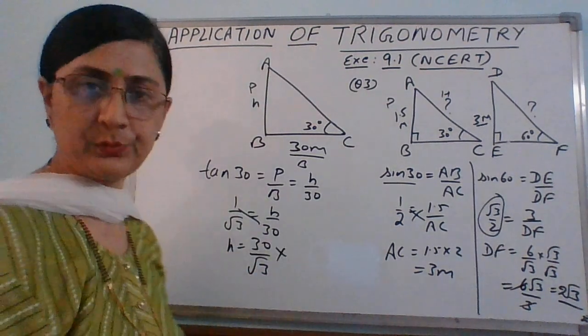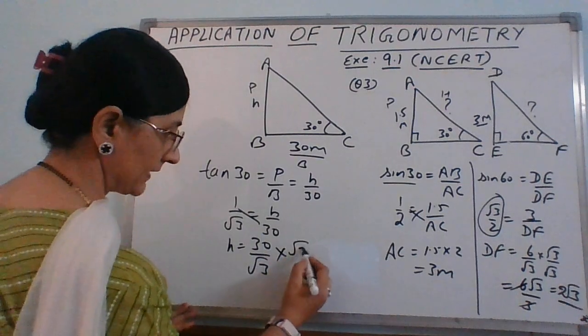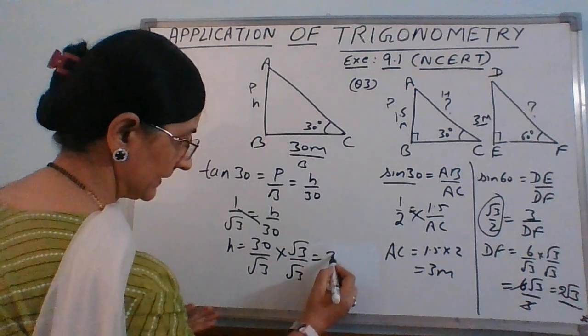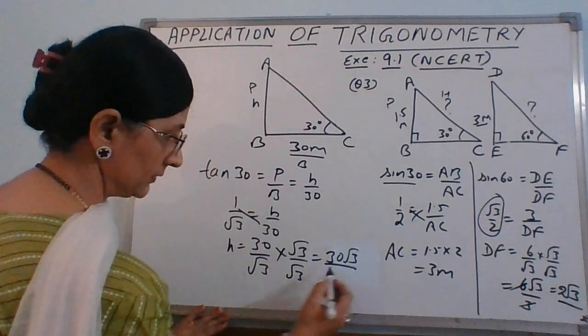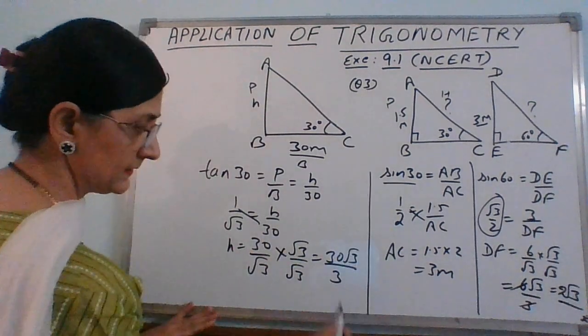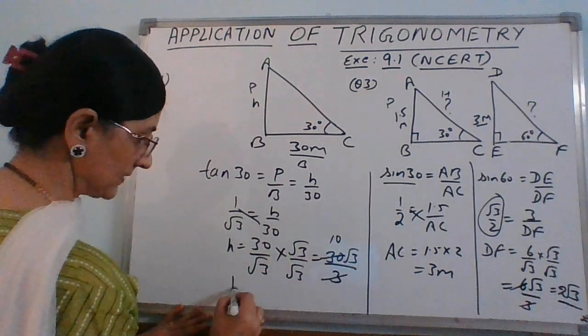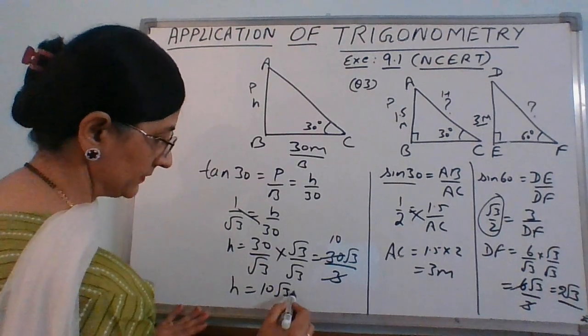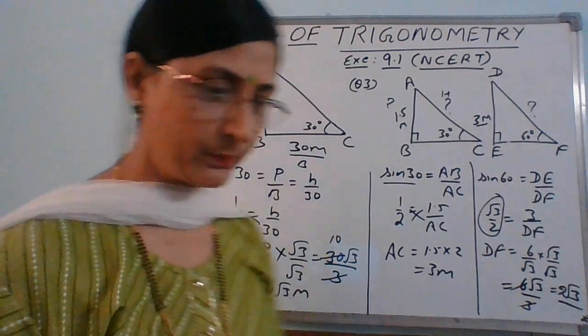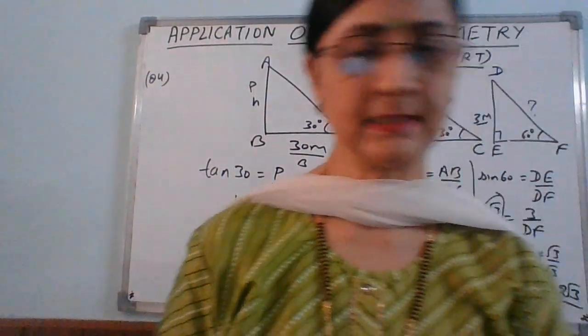So whenever we have root in the denominator, just to rationalize that, it becomes 30 root 3 upon 3, and root 3 is 3, right? So we can cancel this 10. So height of the tower is 10 root 3 meters. So we were supposed to find the height of the tower, right?